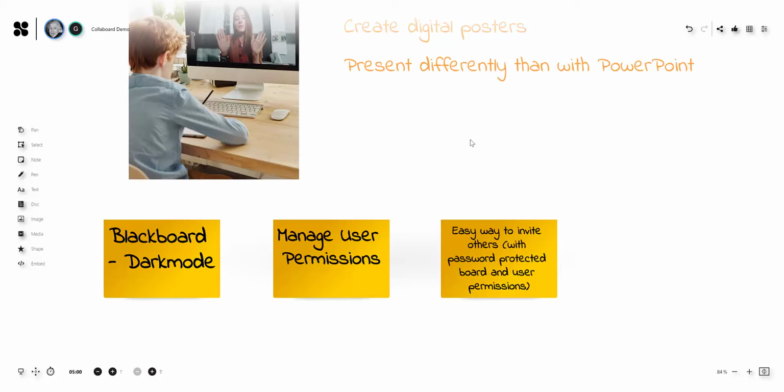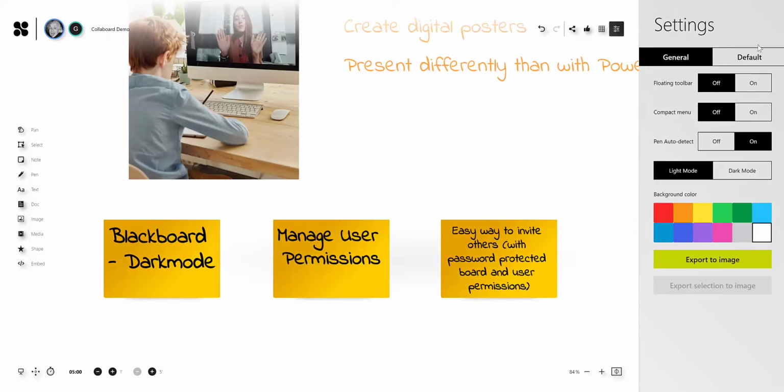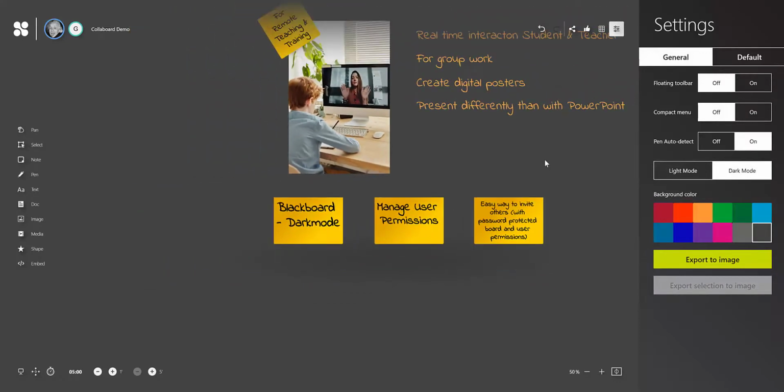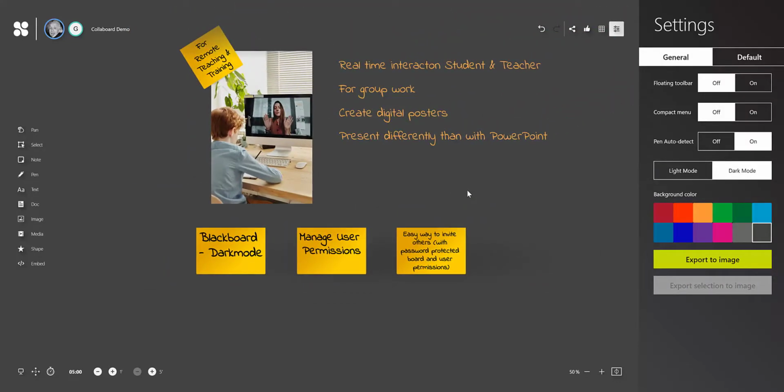But we also have the option to transform Collaboard into a blackboard. So if we go back here to the settings, we have the option to switch to a dark mode, for example. And in this case, it looks a little bit different. And you also have the option to adjust different background colors. And this is what I use often when we are doing workshops. So we always have a group in the blue room, a group in the green room, a group in the black room, and so on.